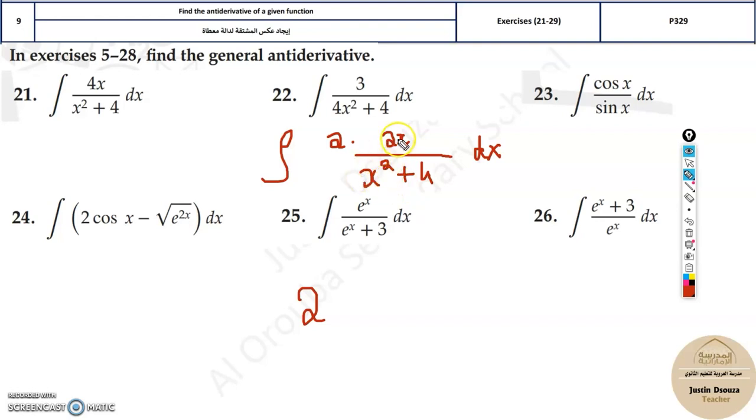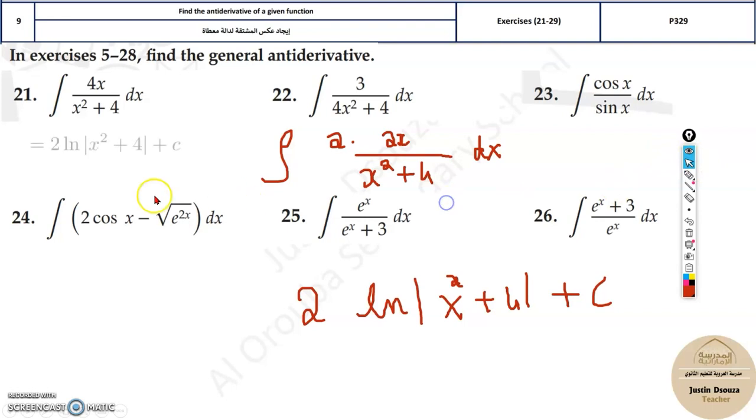Denominator derivative will be 2x, so we can just write ln magnitude x squared plus 4, close the magnitude symbol, plus c. So this is the answer. So this is how we can solve this. Let's just check the answer. It's 2 ln x squared plus 4 plus c.